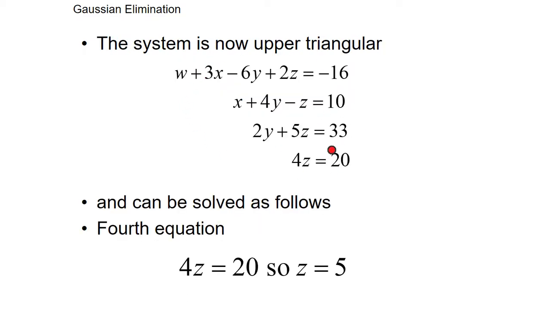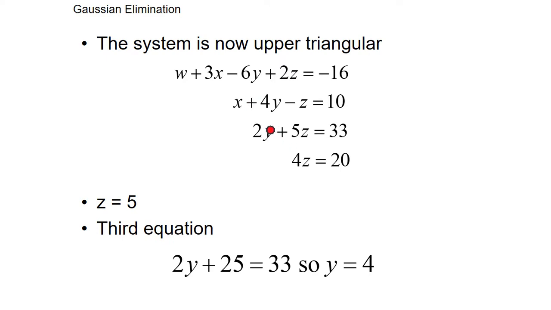Here are the resulting equations. 4z is 20 gives us that z is equal to 5. We look at the 3rd equation together with the fact that z is 5. 2y plus 25 is 33. 2y is 8, gives us that y is equal to 4.